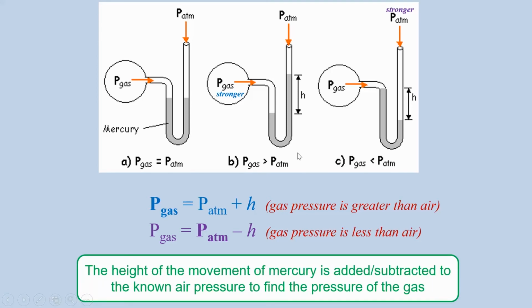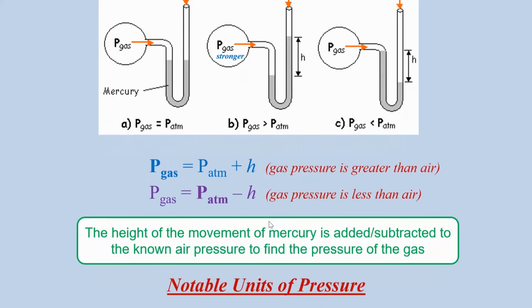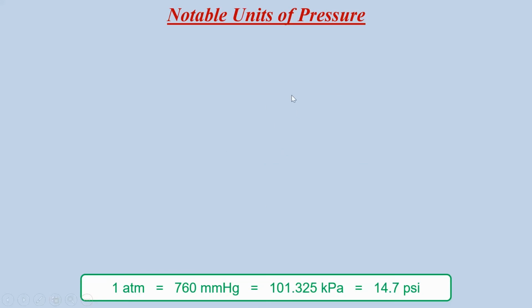So yeah, the height of the movement of mercury is added or subtracted to the known air pressure to find the pressure of the gas. Here's the meat and bones that we need to introduce this week so we can actually start to look more at how gases work moving forward.